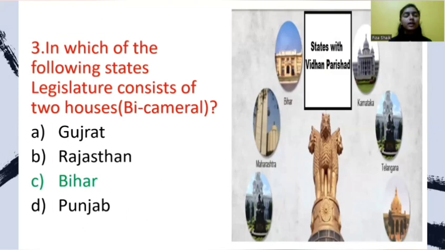Question number 3. In which of the following states legislature consists of 2 houses, which is bicameral? Option A, Gujrat. Option B, Rajasthan. Option C, Bihar. And option D, Punjab. So the correct option is option C, Bihar. Currently, only 7 states have Vidhan Parishad, namely Andhra Pradesh, Bihar, Jammu and Kashmir, Karnataka, Maharashtra, Telangana, and Uttar Pradesh.